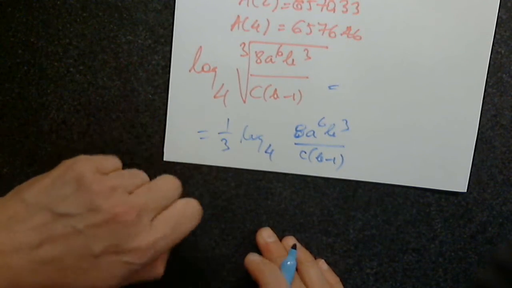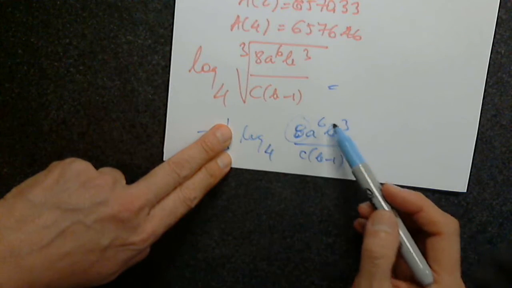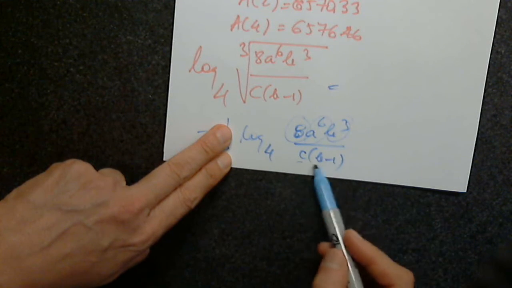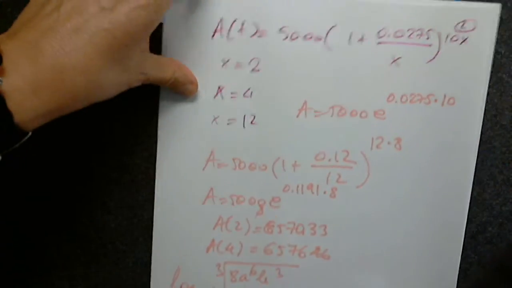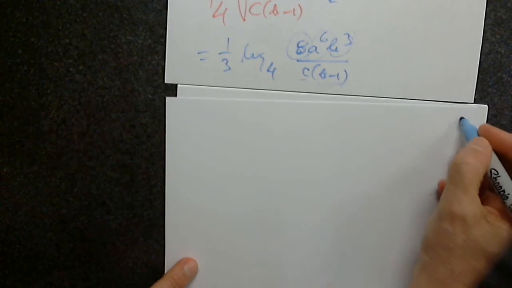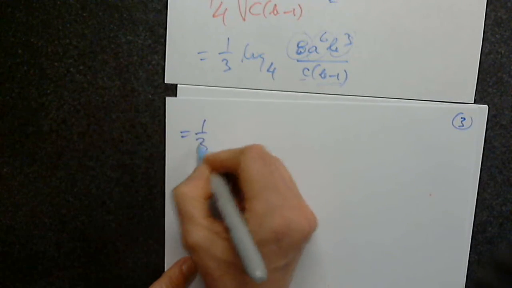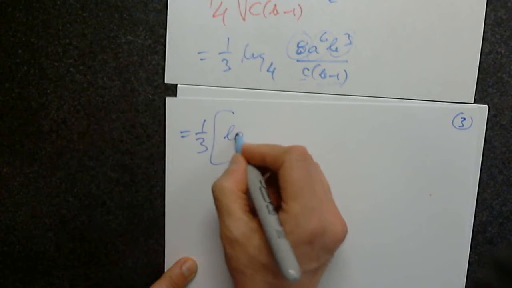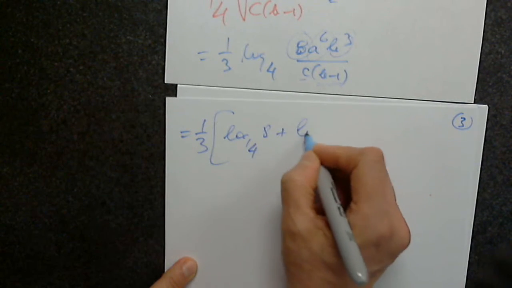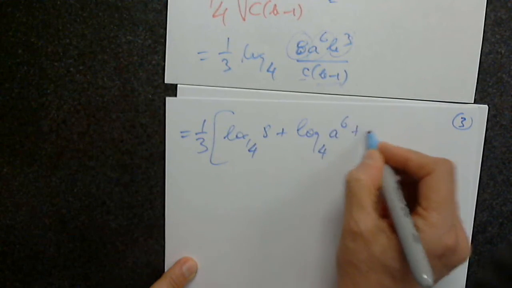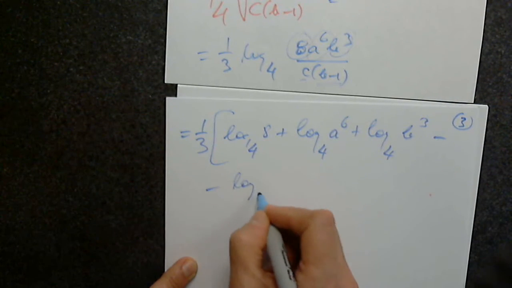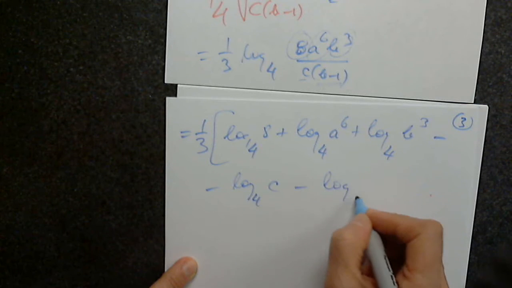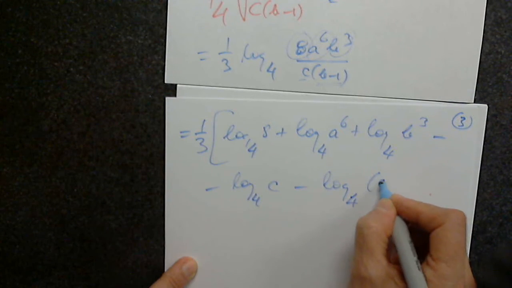I will leave this waiting. This will have a positive in front, positive, positive, but negative and negative. Good. So let's write that and put a bracket. So this is 1/3. So log base 4 of 8 plus log base 4 of a to the 6th plus log base 4 of b to the 3rd minus log base 4 of c minus log base 4 of b minus 1.